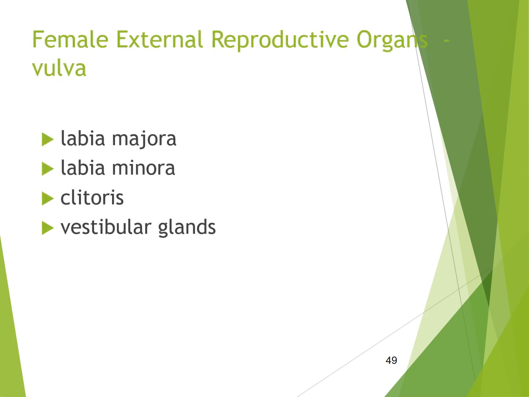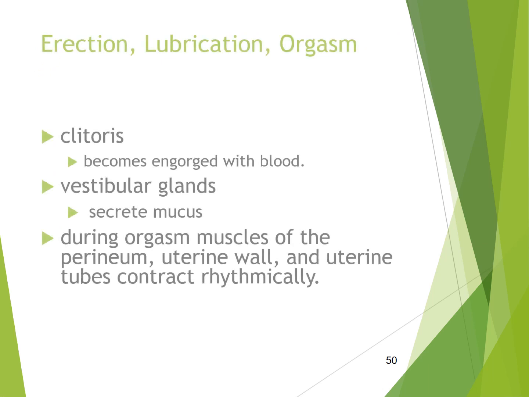The female external reproductive structures consist of the vulva, which contains the labia majora, labia minor, clitoris, and vestibular glands. During sexual arousal, the clitoris becomes engorged with blood. The vestibular glands secrete mucus. During orgasm, muscles of the perineum, uterine wall, and uterine tubes contract rhythmically.